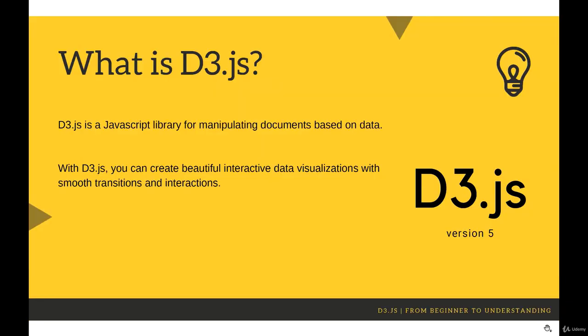So, what is D3.js? D3.js is a JavaScript library for manipulating documents based on data. With D3.js, you can create beautiful data visualizations with smooth transitions and interactions.